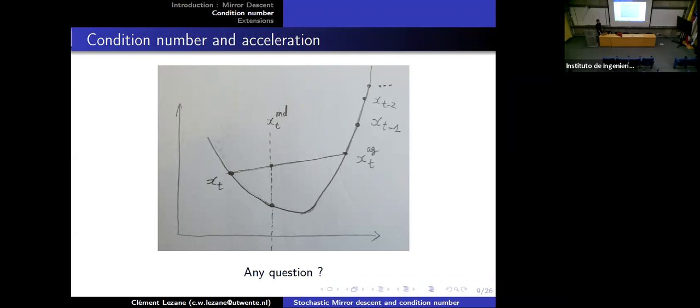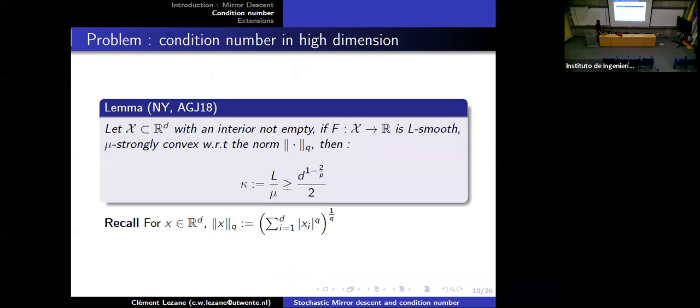Any questions? Okay, so we're going to see when this kappa can be pretty big. For instance, in one of the papers with Christopher, Alec and Jackie, they have shown that whenever you look at the regression problem in the L_q norm, then for a function that is at the same time L-smooth and mu-strongly convex, the condition number will inevitably increase with the dimension. So here it's a mistake, it's the q here.